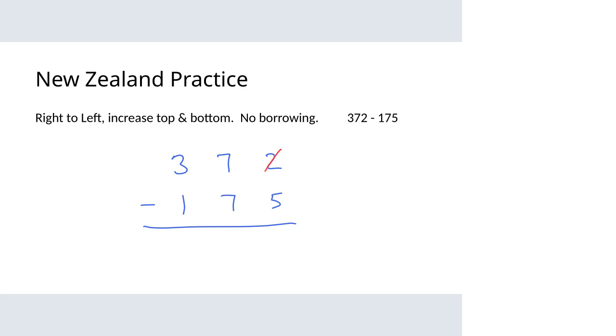2 minus 5, I can't do. That's going to get bigger by 10. And I make this bigger by 10 also. 12 minus 5 is 7. So far, so good. 7 minus 8, I can't do. So I need to make this bigger by 10, or actually it's bigger by 100, and make this bigger by 100. What's going on in my brain? 17 minus 8 is 9. 3 minus 2 is 1, and we get 197.